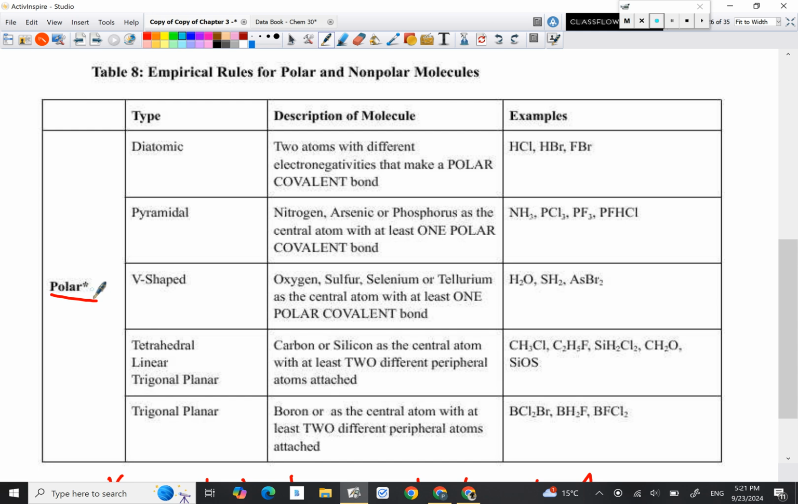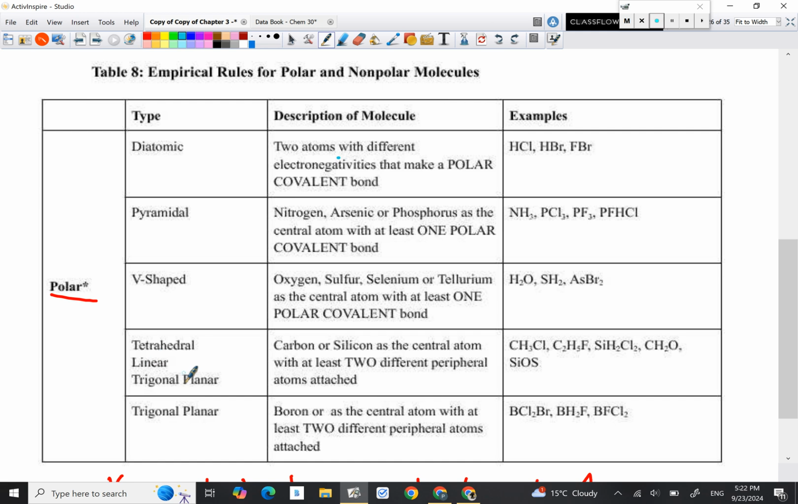If we have a polar covalent bond and we have a diatomic with two different atoms attached, we're going to have a polar bond. That's always the case, and it should make sense for a diatomic with only two atoms. Now for our VSEPR shapes: if we have one polar covalent bond and we have nitrogen, arsenic, or phosphorus as a central atom, we are always going to have a polar molecule. Same thing with our V-shaped. As long as we have one polar covalent bond and a V-shape, we are going to have a polar molecule. These are the ones right here that I figure are the nice ones.